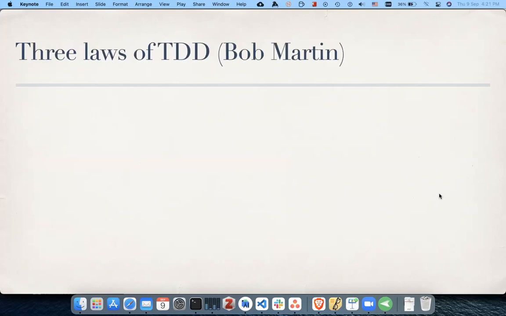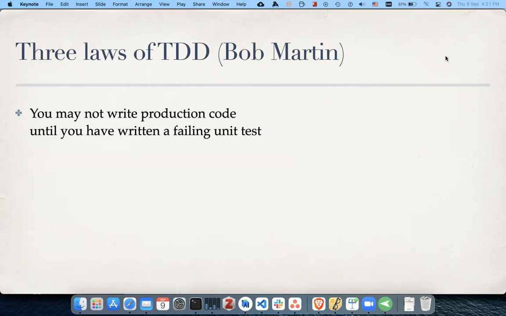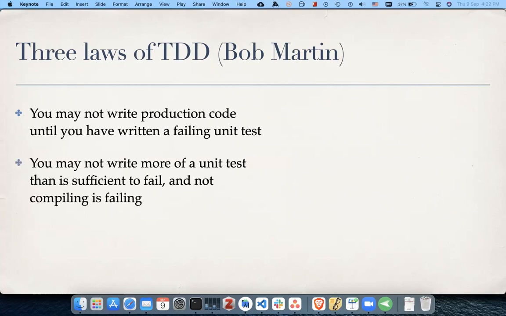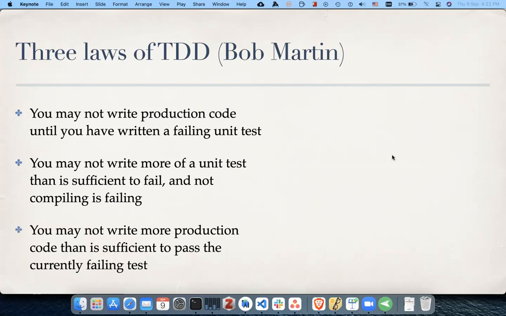Okay. All right, so Bob Martin, a very well-known author, software engineer, has written these three laws of test-driven development. One, you may not write any production code until you have a failing unit test. So you should start with a failing unit test. Okay. And you may not write more of a unit test than is sufficient to fail, and not compiling is considered failure. So you'll only write a unit test that will fail, okay? Not more than that. And when you encounter that failing unit test, you may not write production code more than what is sufficient to pass that failing test. So only write that much code.